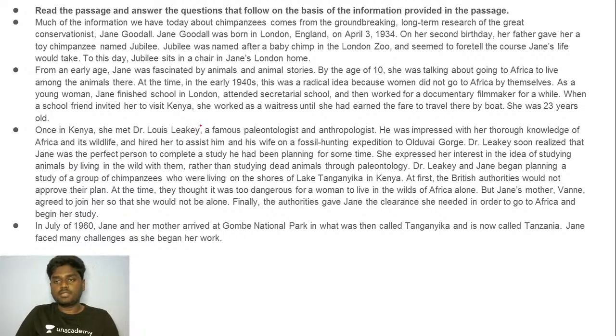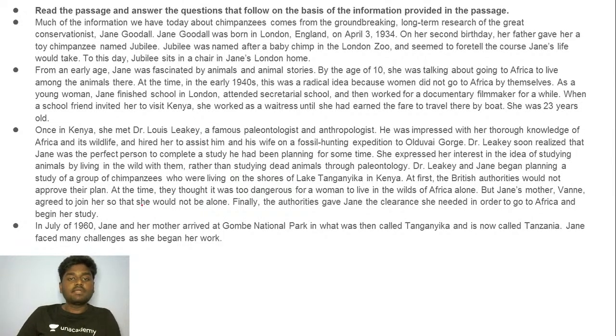On her second birthday, her father gave her a toy chimpanzee named Jubilee. Jubilee was named after a baby chimp in the London Zoo and seemed to foretell the course Jane's life would take. To this day, Jubilee sits in a chair in Jane's London home. From an early age, Jane was fascinated by animals and animal stories. By the age of 10, she was talking about going to Africa to live among the animals there.